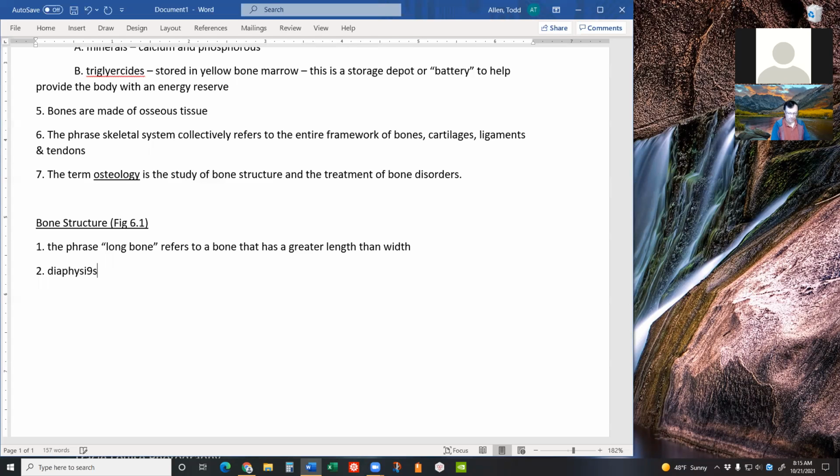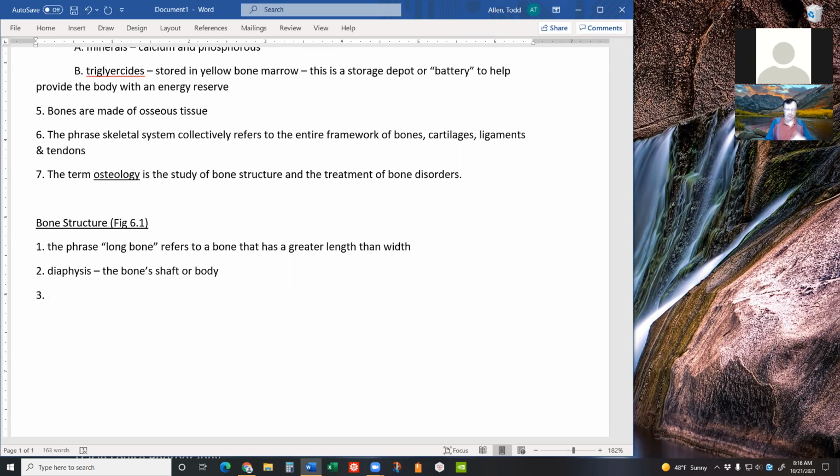Okay. The diaphysis is the bone shaft or body. Okay. Number 3 here, epiphysis.